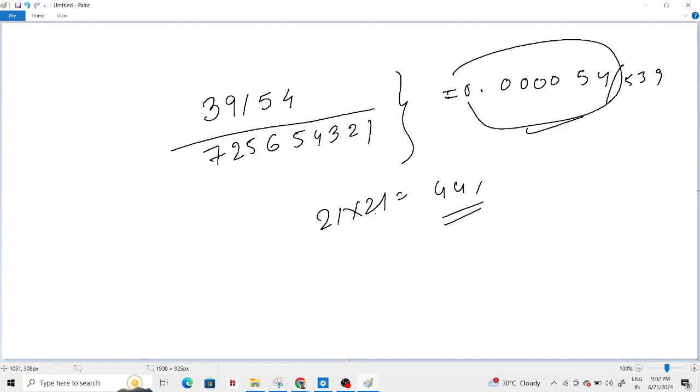So what you can do is, when you do any calculation, say 21 and 21 is 441, keep this calculation in your mind for at least 7-8 seconds. Then what will happen? This will stay in your mind, so that next time when you come across this, you don't have to calculate, you will directly put 441.